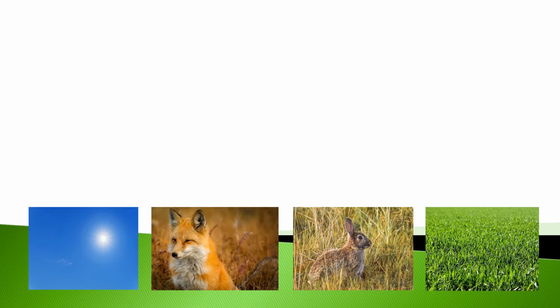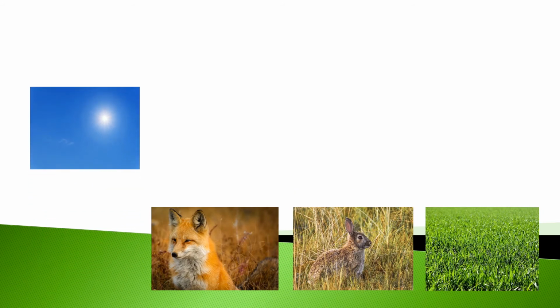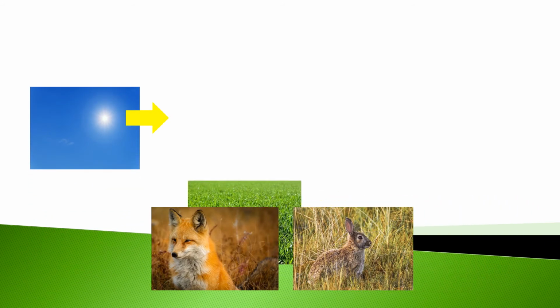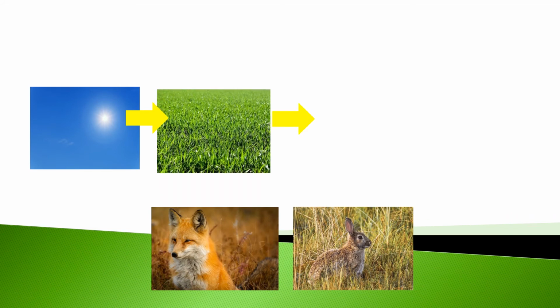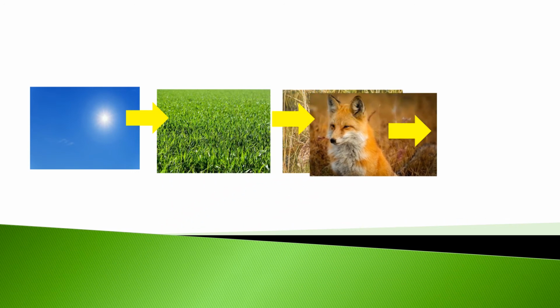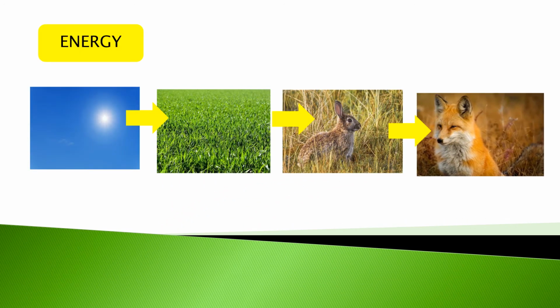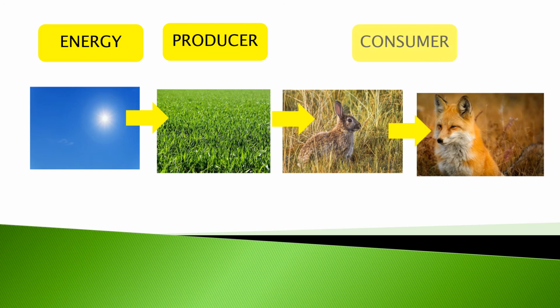Can you put these pictures in the right order to show a food chain? The food chain begins with energy from the sun. This helps the grass to grow. The rabbit eats the grass and the fox eats the rabbit. The sun provides the energy. The grass produces its own food, and the rabbit and the fox are consumers.